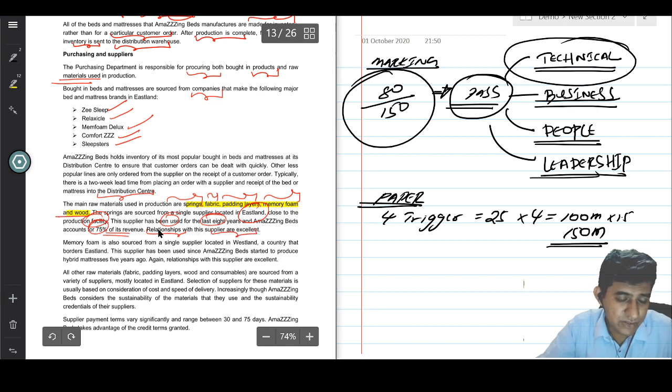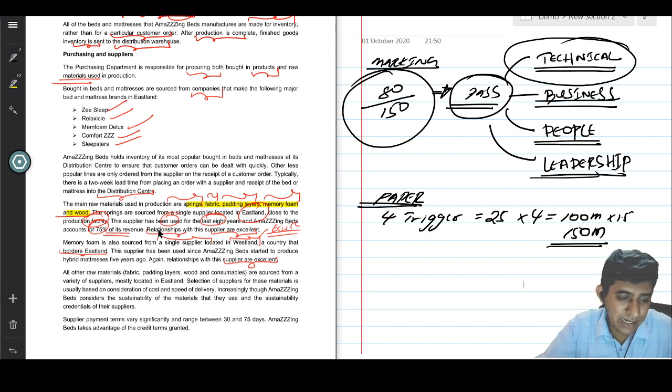The memory foam is also sourced from a single supplier located in the Westland, a country that is a border of the Eastland. So students, there can be excise duty taxes coming in the future because it's another country. The supplier has been used since Amazing Bed started to produce hybrid 5 years ago. Again, the relationship with the supplier is excellent. There can be government intervention also in the future.